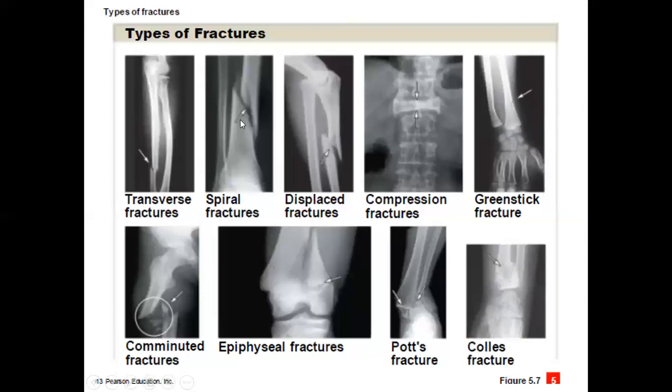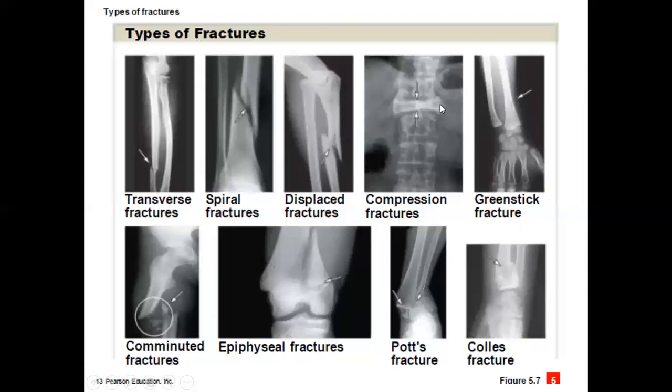Spiral fractures are basically a twisting fracture. So the bone twists, like right here on this bone should actually be way up here. So the bone is twisted around on itself. A displaced fracture just means the bone isn't connected anymore. It's completely displaced. So you may have that sticking out of the skin there.